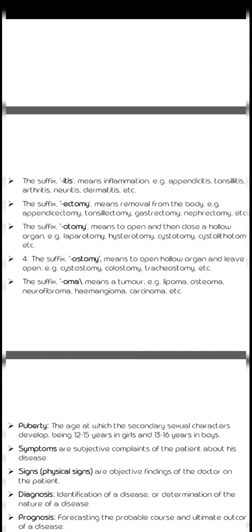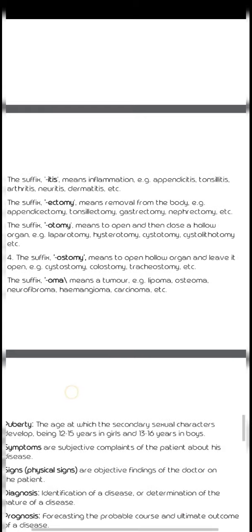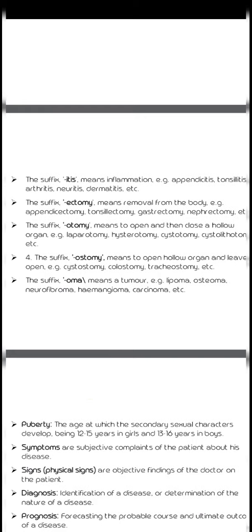Hysterotomy means whenever we open the uterus to remove a dead fetus or any kind of tumor or carcinoma. Cystotomy is when we open up the urinary bladder. Remember, cysto is used for urinary bladder, hystero is used for uterus. Cystolithotomy is whenever we remove stones from the bladder.